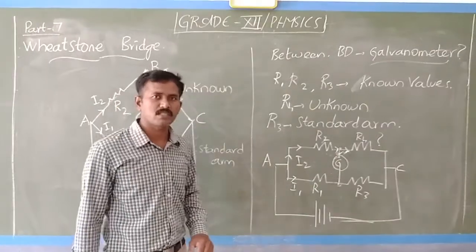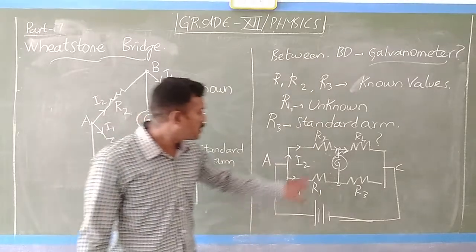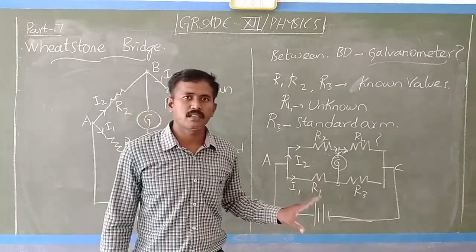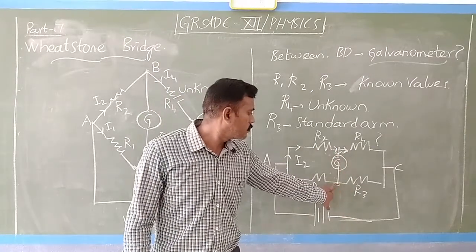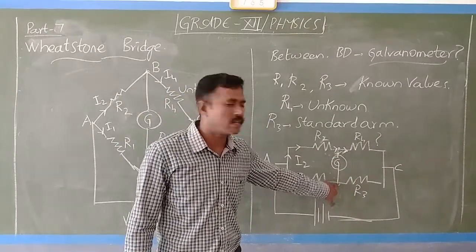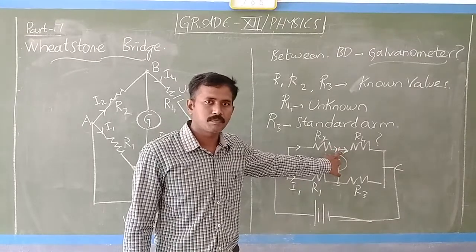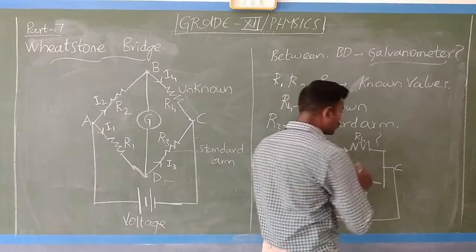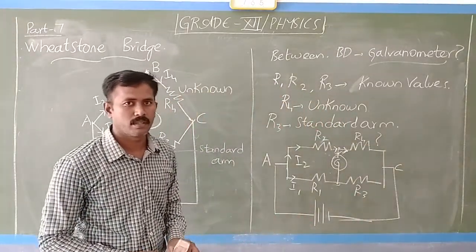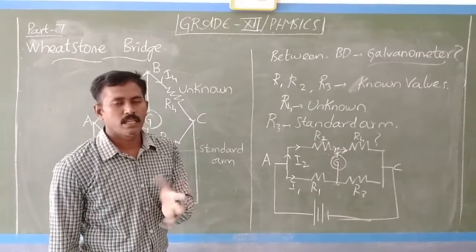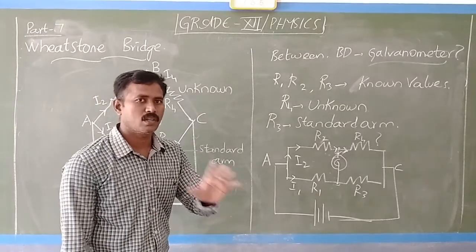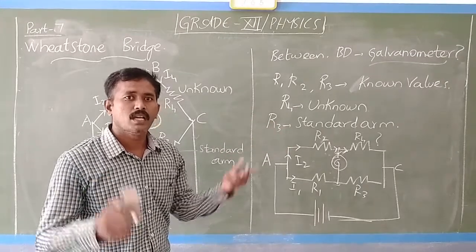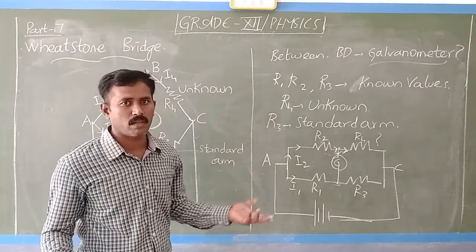So what is the potential difference? If there is the same potential at both points, what happens? If the potential at this point and the potential at this point are the same, that is, the voltage across these two is the same, there won't be any flow of current. That is the logic. If there is a potential difference between the two points, current will flow. If there is no potential difference, current will not flow.